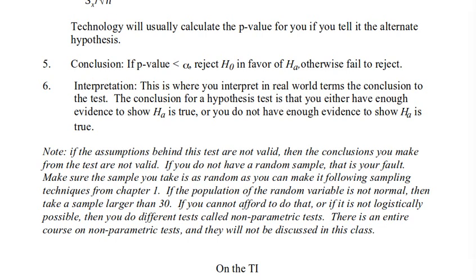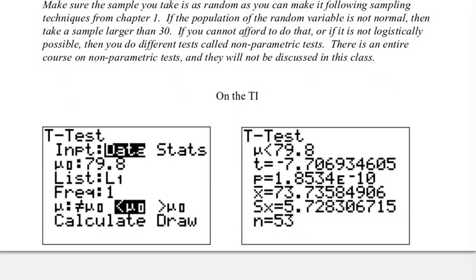If you do not have a random sample, then it's your fault if you use the test. So make sure that the sample you take is as random as you can make it by following the sampling techniques from Chapter 1. If the population of the random variable is not normal, then take a sample larger than 30. If you can't afford to do that, or it's not logistically possible, then you do different tests that are called non-parametric tests. There's an entire course in statistics on non-parametric tests, and we're not going to discuss those in class. So get a sample size of at least 30, or make sure that it came from a normally distributed population to begin with. The next thing that we're going to look at is how this looks in our calculator.